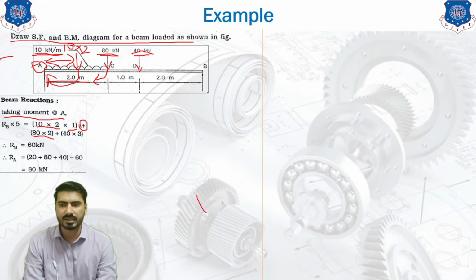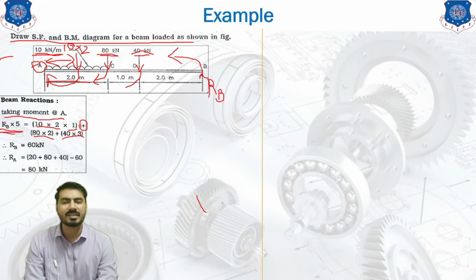This is also acting in a downward direction, so clockwise and positive. So 40 into 3 is our clockwise direction moment. Now this RB, or the reaction at B, is going in the upward direction. So due to the upward direction, it will create an anti-clockwise moment. Anti-clockwise moment, that's why we have represented it on the left hand side of the equal to.